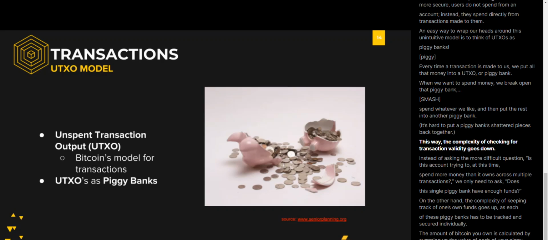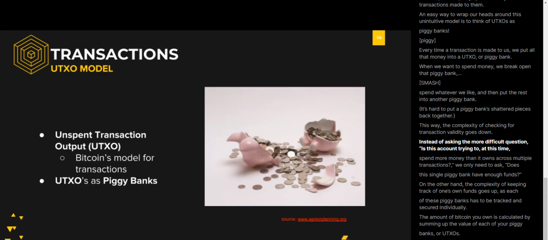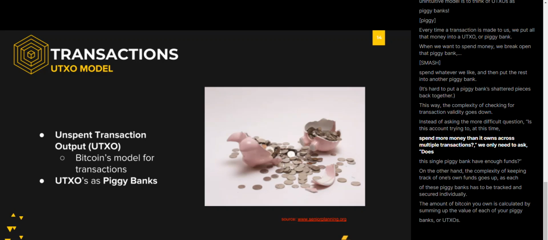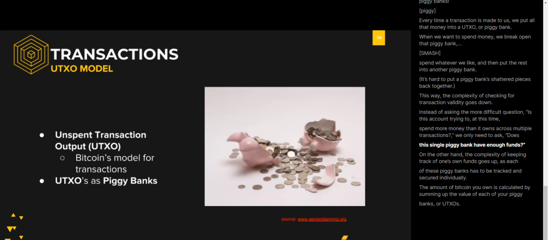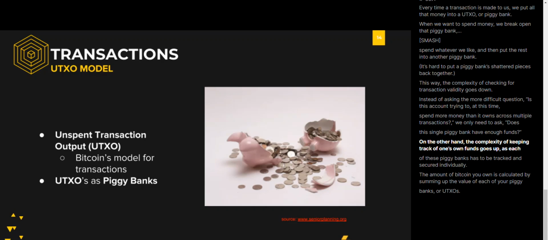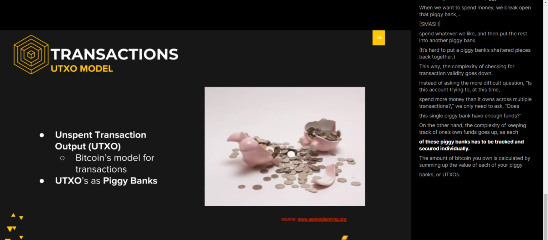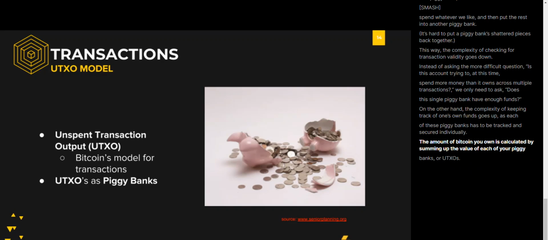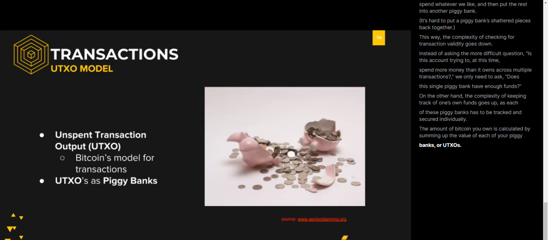This way, the complexity of checking for transaction validity goes down. Instead of asking the more difficult question, is this account trying to, at this time, spend more money than it owns across multiple transactions? We only need to ask, does this single piggy bank have enough funds? On the other hand, the complexity of keeping track of one's own funds goes up, as each of these various piggy banks needs to be secured and tracked individually. And the amount of Bitcoin you own is calculated by summing up the value of each of your piggy banks, or UTXOs.